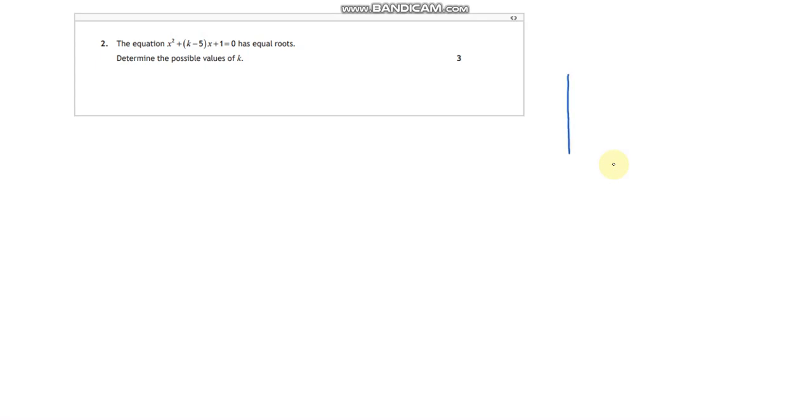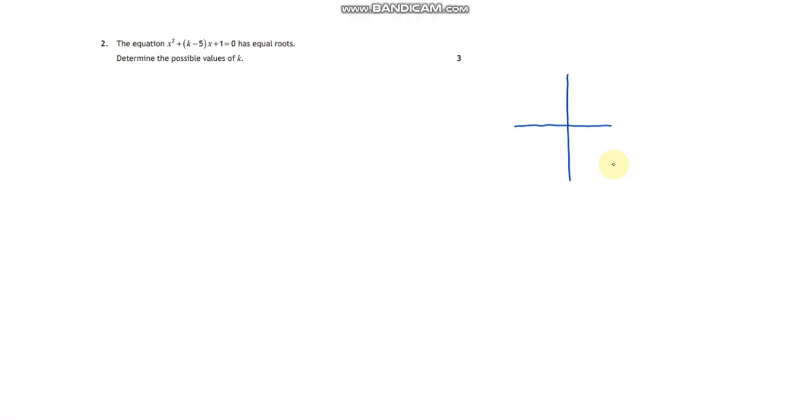Okay, question 2. This is a classic quadratics question. So for your quadratics, you should know, I'll just put this on the side, that for something like this, your b squared minus 4ac is less than 0. There's no real roots for that, is there?